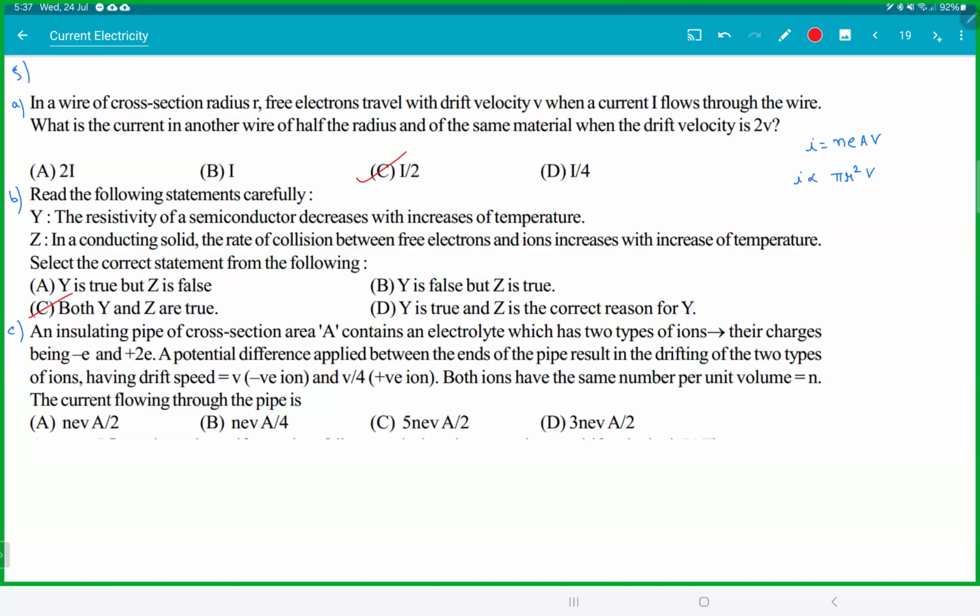So try. I'll give you a minute. C is a good one.